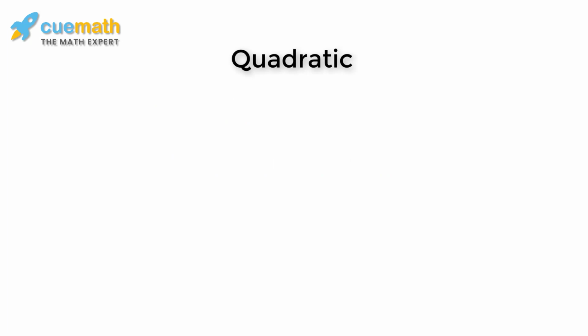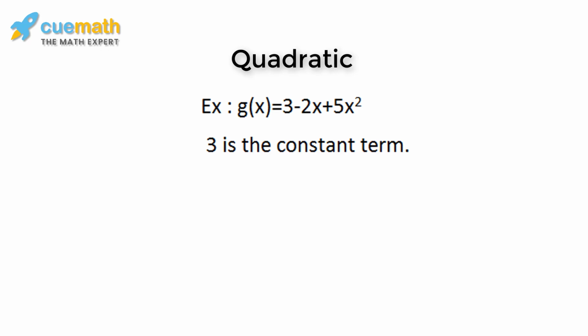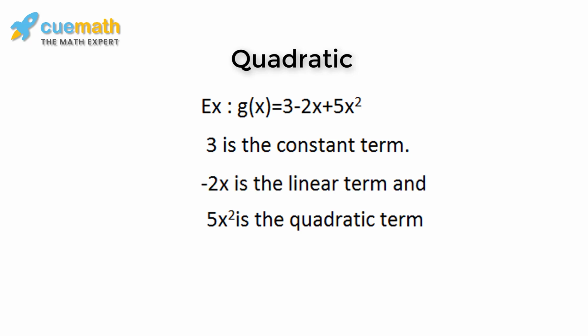The second category is quadratic polynomial. So any polynomial with the degree 2 is called a quadratic polynomial. For example, g of x equals 3 minus 2x plus 5x square, where 3 is the constant part, negative 2x is the linear part, and 5x square is the quadratic part of the polynomial. And the degree of this polynomial is 2.